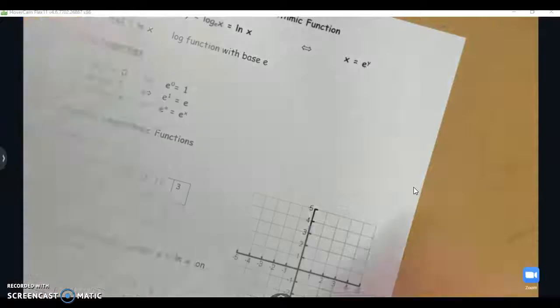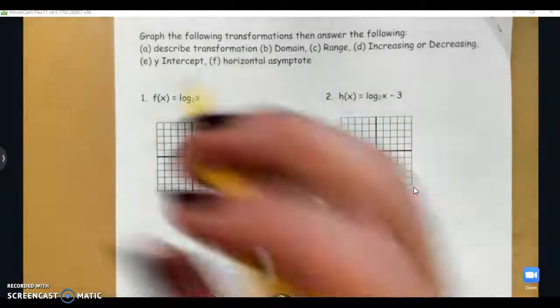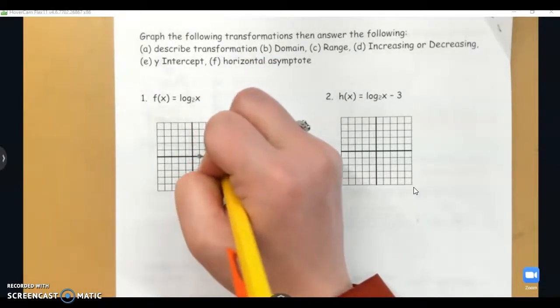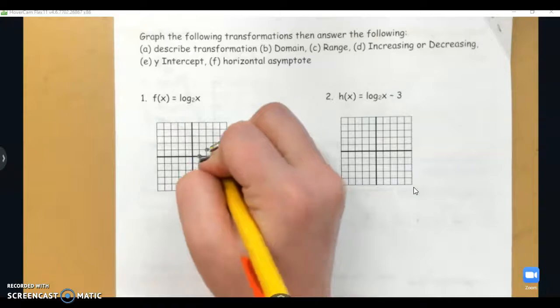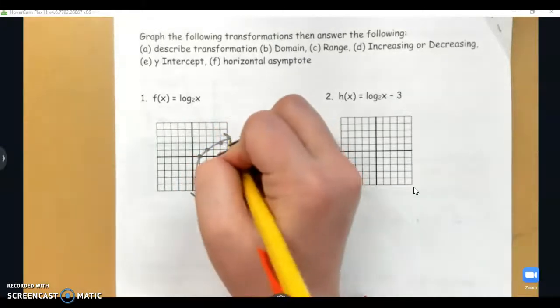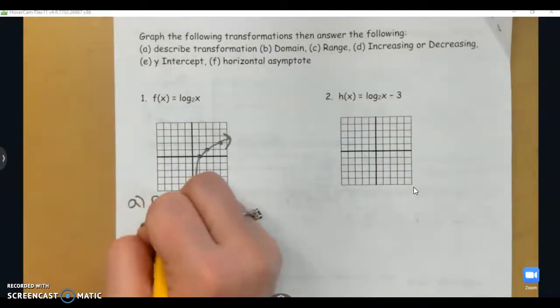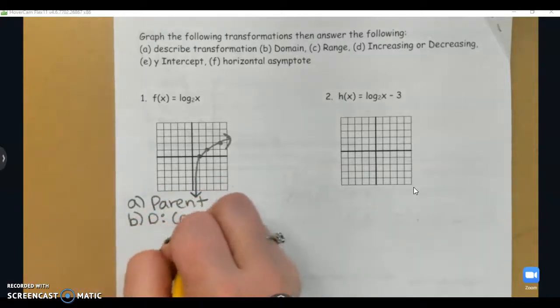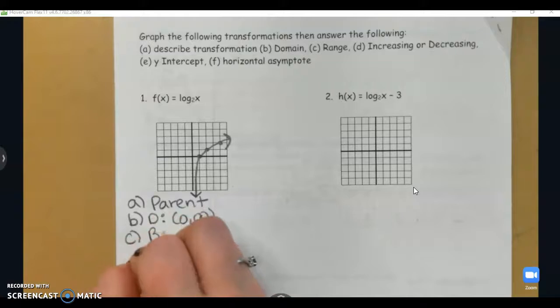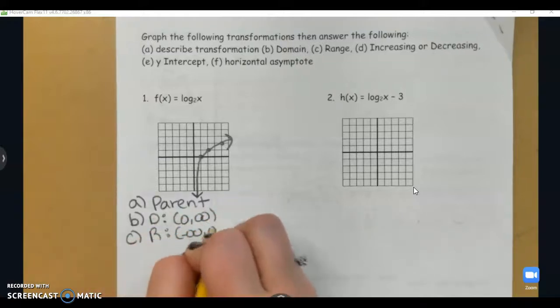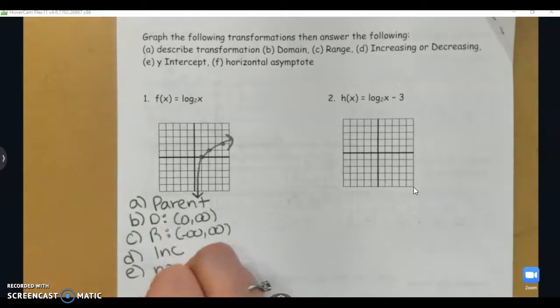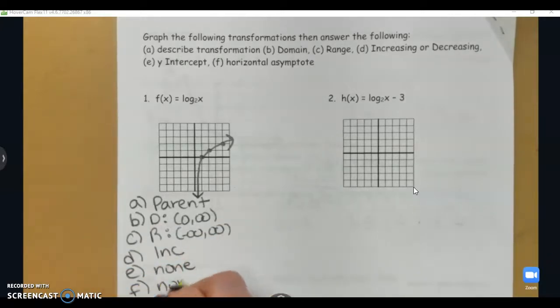Now, of course, we are going to include some info about transformations. So starting here on number 1, I'm going to just put in that parent function that we just looked at together for log base 2 of x. This is our parent function, so we're not going to have any transformations. We already said that our domain is all positive numbers. Our range is all real numbers. We are increasing. We do not have a y-intercept, and we do not have a horizontal asymptote.